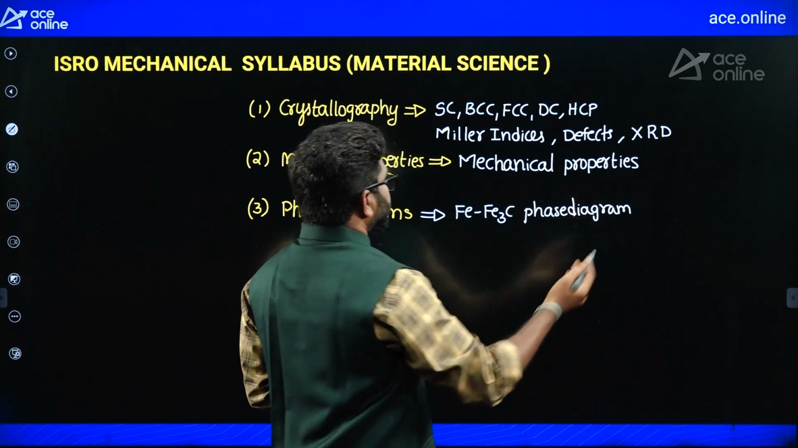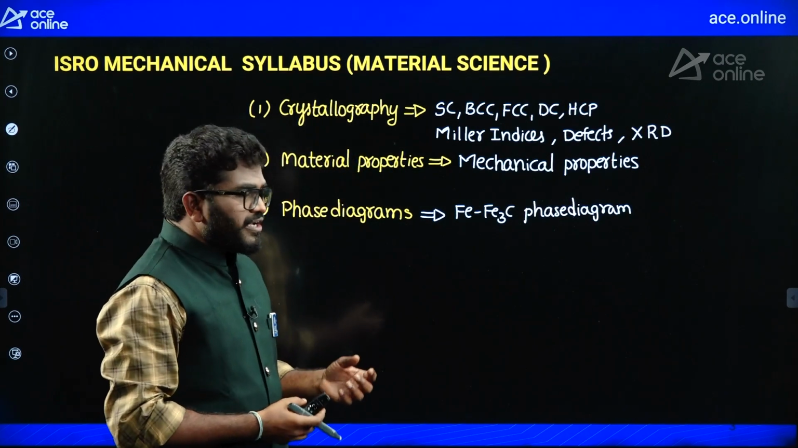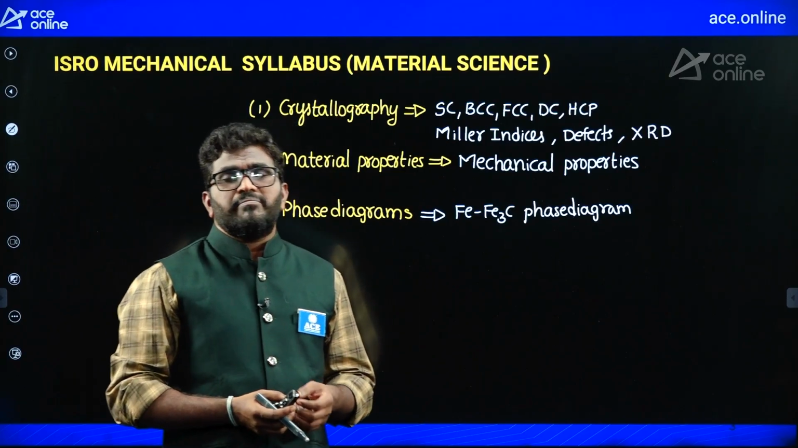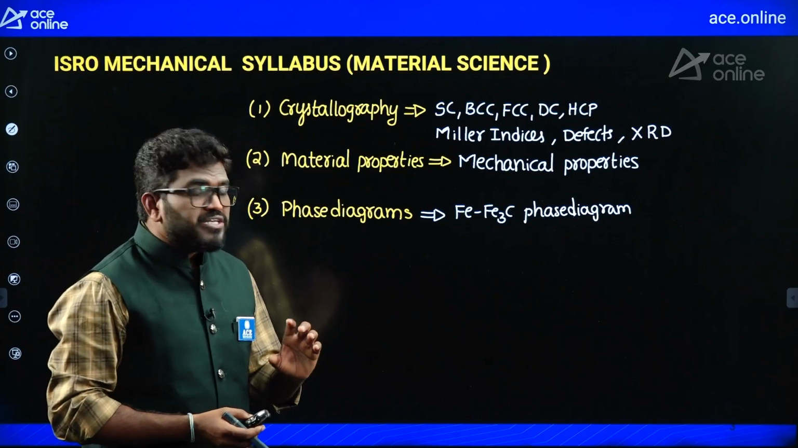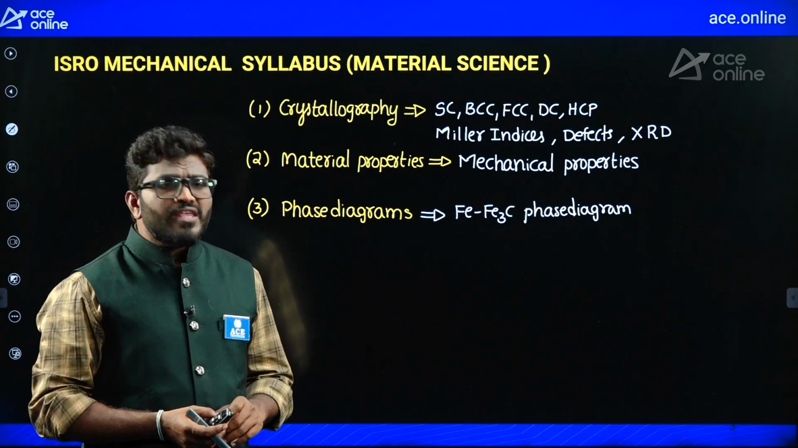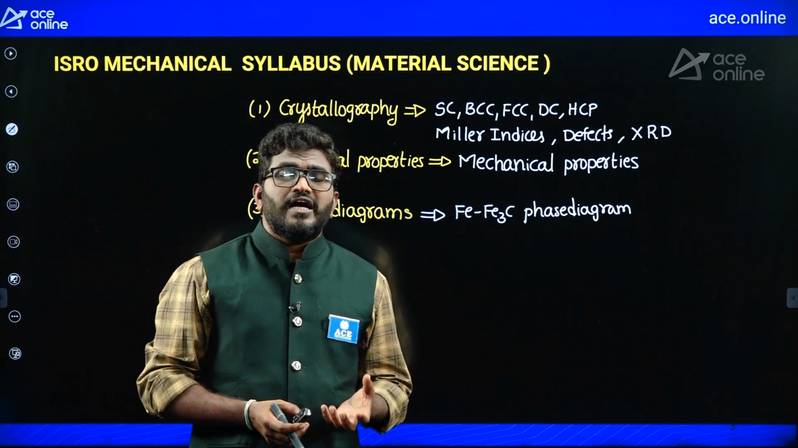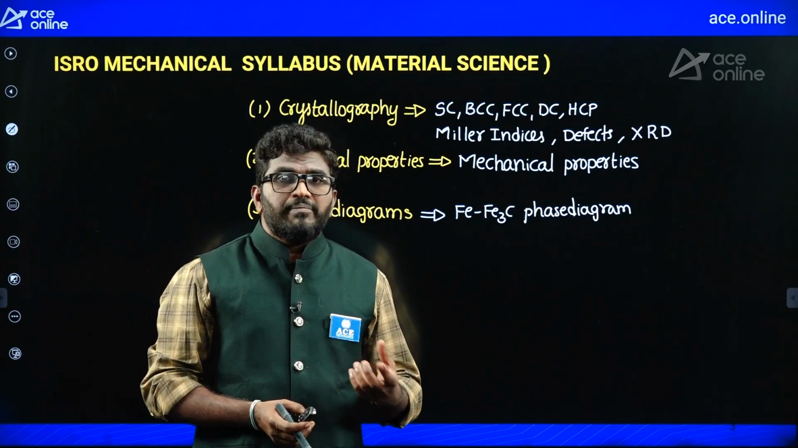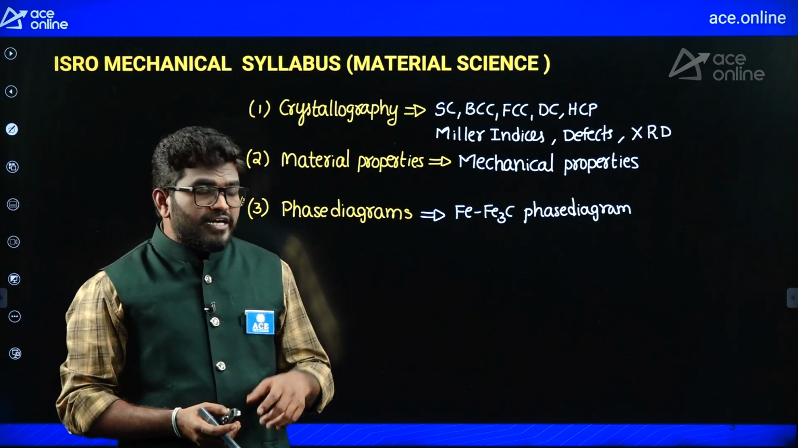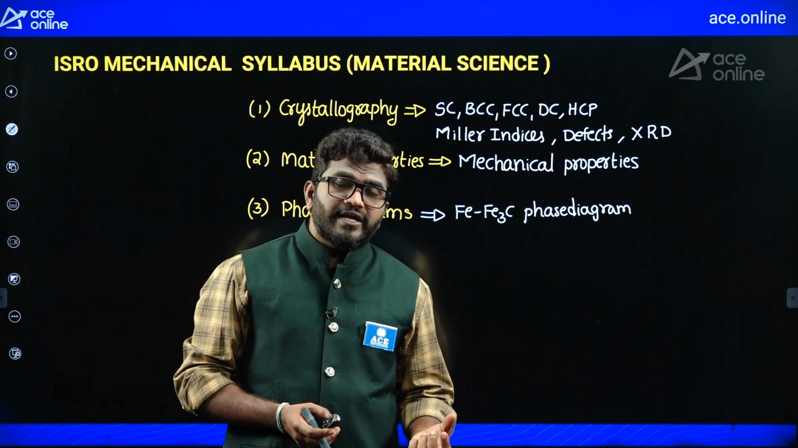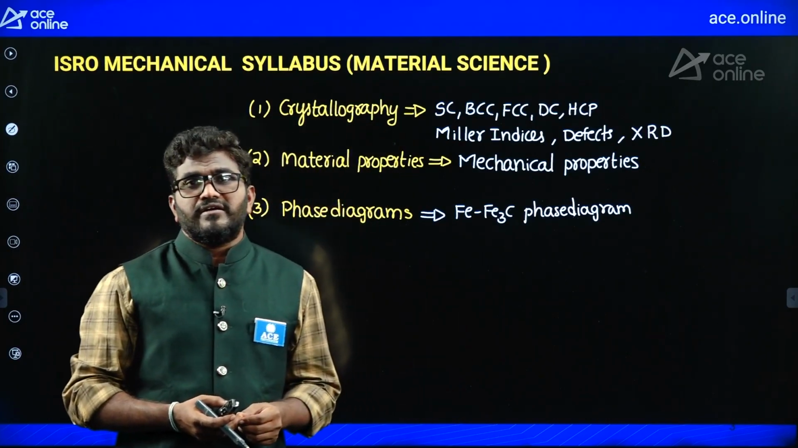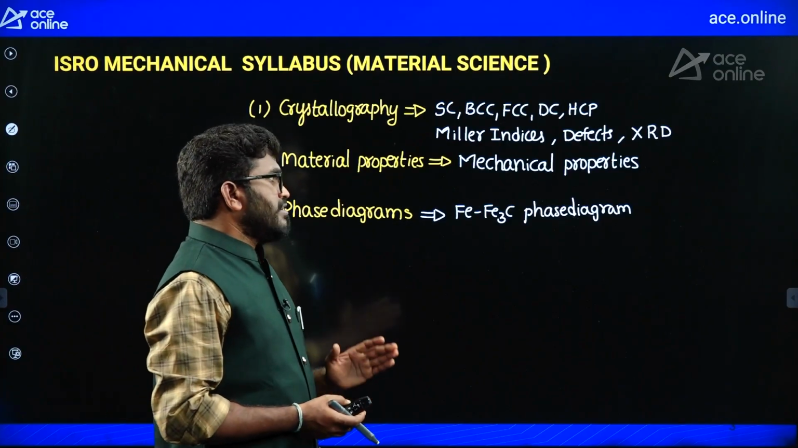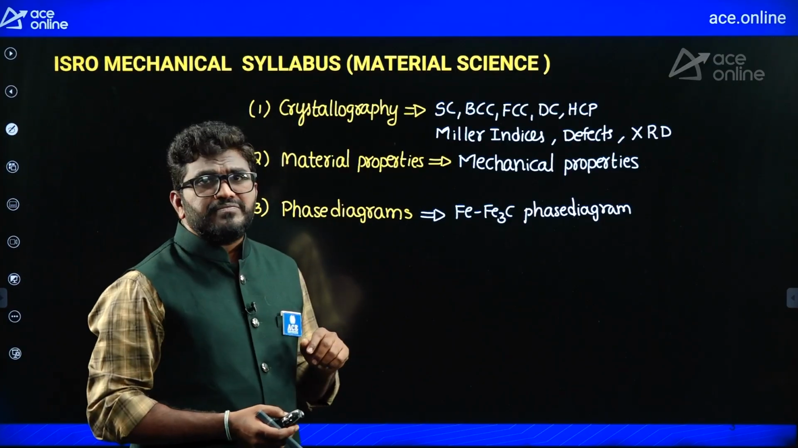you are familiar with these reactions like eutectic reaction, eutectoid reaction, peritectic reaction. The basic definitions they will ask you, like types of steels, hypoeutectoid steel, hypereutectoid steel, and types of cast irons, hypoeutectic cast iron, hypereutectic cast iron. This type of questions they will ask you from the phase diagrams.